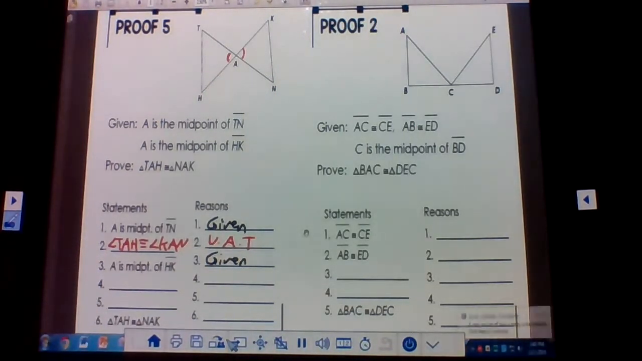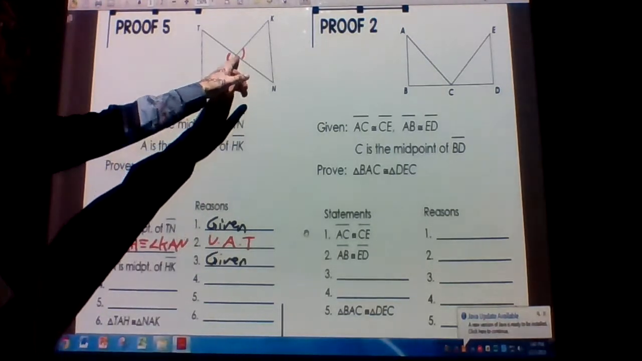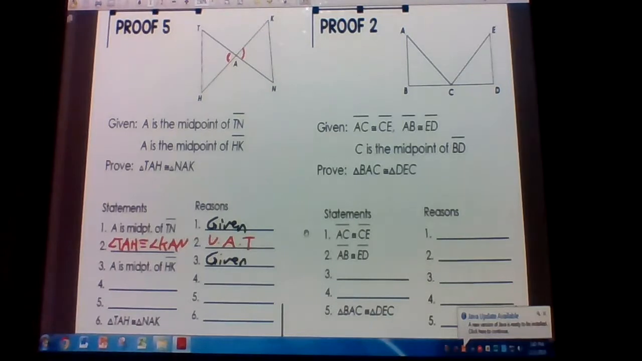Okay, next on the list is shared sides. We don't have any shared sides. We have a shared point. Point A is part of both triangles, but we don't have a side that's part of both triangles. So we move to the next one.